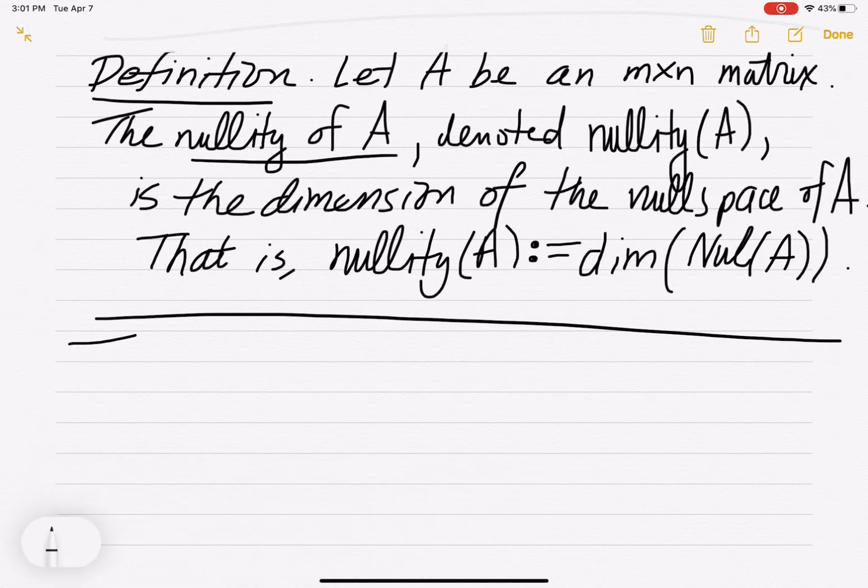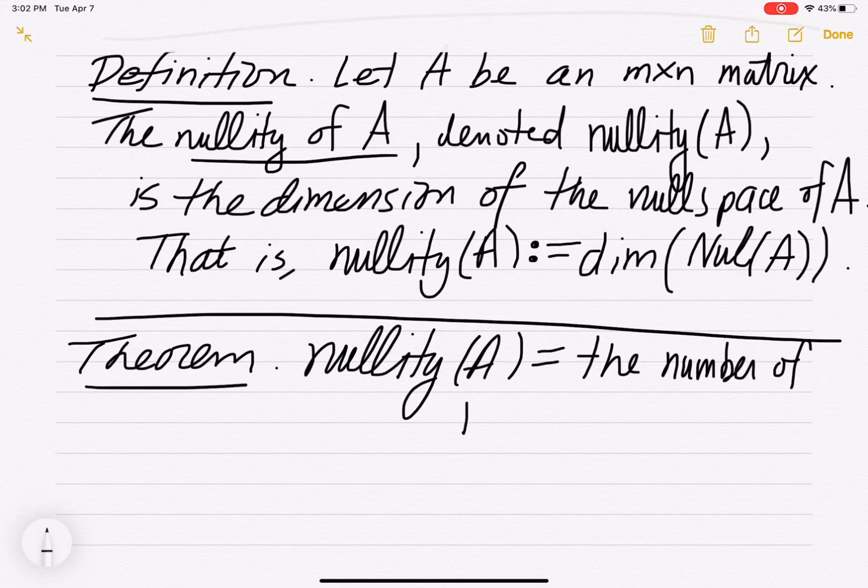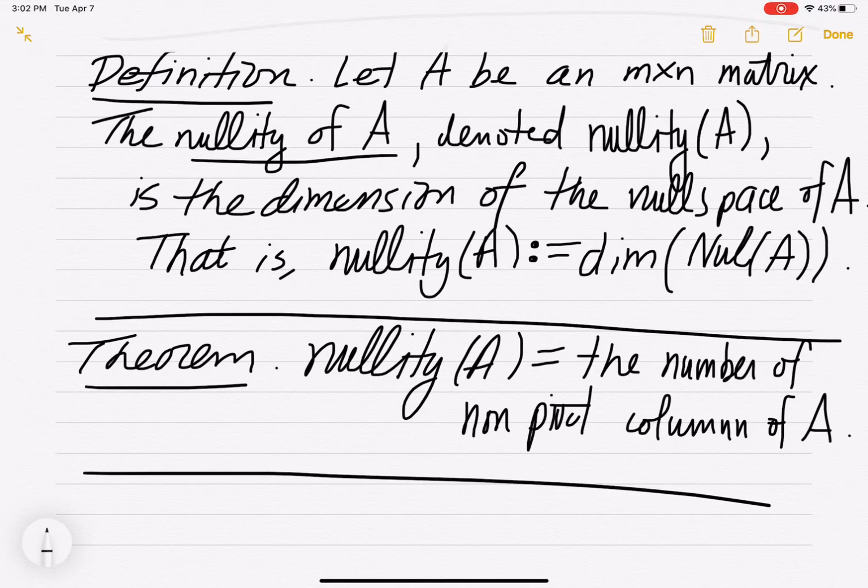So here's a theorem about the nullity of A. Nullity of A equals the number of non-pivot columns. Yeah, so that's really not hard to prove. So I mean, kind of talk your way through it.